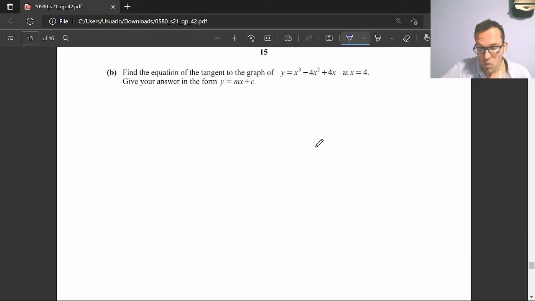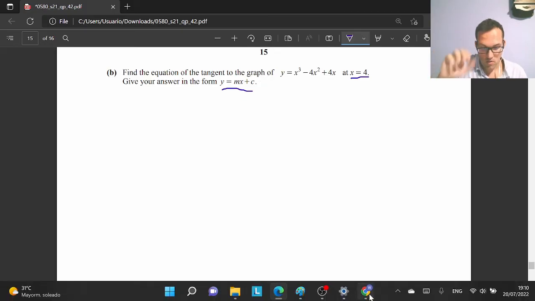Excellent. Question 9b, it tells us to find the equation of a tangent to the graph y equals x cubed minus 4x squared plus 4x at x equals 4. Okay, give your answer in the form y equals mx plus c. Now that is the formula for a straight line, of course. Let me show you what this actually means.